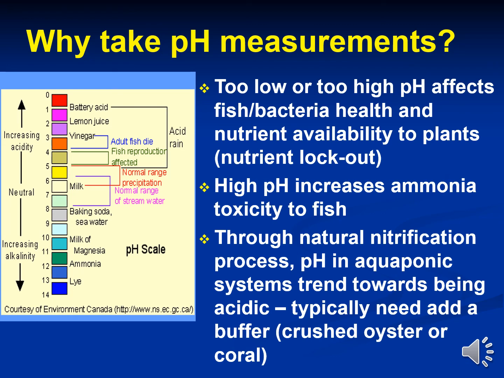Why is pH so important to know? If pH is too low or too high, fish, plants, and the nitrifying bacteria will adversely be affected. Along with too high temperature, too high pH increases ammonia toxicity to fish. Fortunately, too high pH in aquaponics is rarely a problem, as the natural nitrification process over time lowers the pH, often so low that a buffer, such as crushed oyster or coral, needs to be added. We'll discuss this further in later slides.